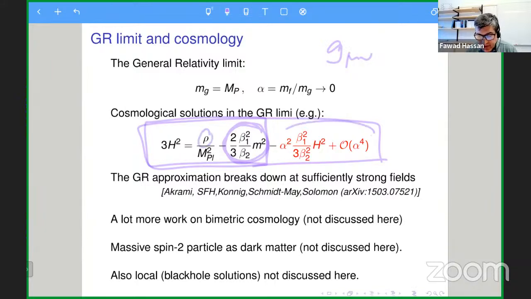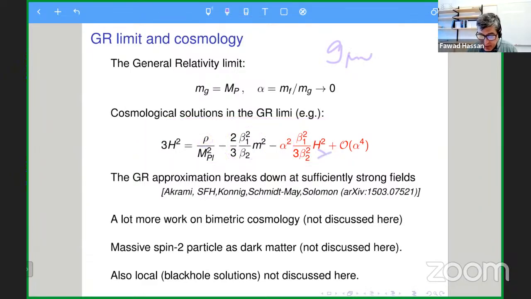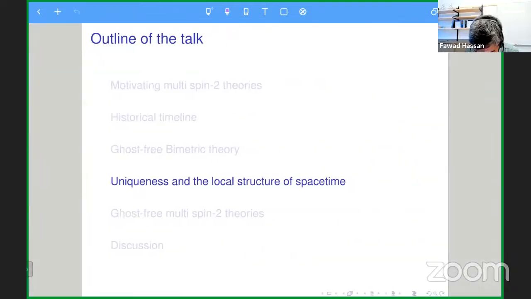And then you get corrections. As you can see, the corrections are small in h squared, and they are also small in the parameter alpha, where alpha is the ratio of the Planck masses, which goes to 0 in the general relativity limit of the theory. So if you want to look at cosmology, this is the generic behavior, and you have corrections that become more important as you go back in time. But late cosmology becomes very similar to GR for the correct ranges of parameters. Now let me skip this stuff.